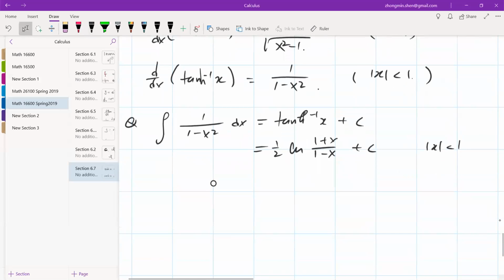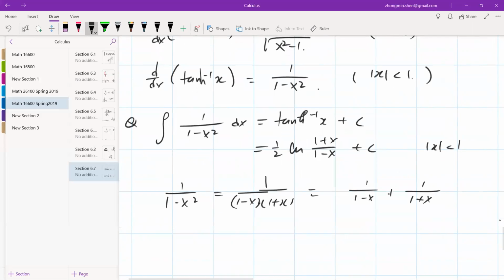But I can solve the problem directly. How do you do that? This is going to be 1 minus x times 1 plus x, right? So I can separate it. And when I add them together over the product in the denominator, the numerator will be 1 plus x plus 1 minus x, and the x will cancel out. I think I have to divide by 2, otherwise it's not going to be identical. Yeah, this is a standard decomposition.